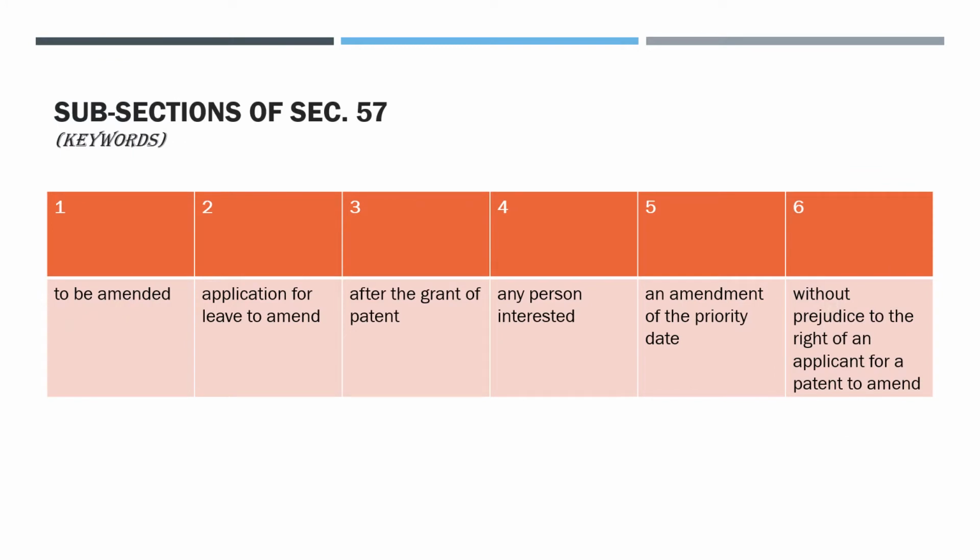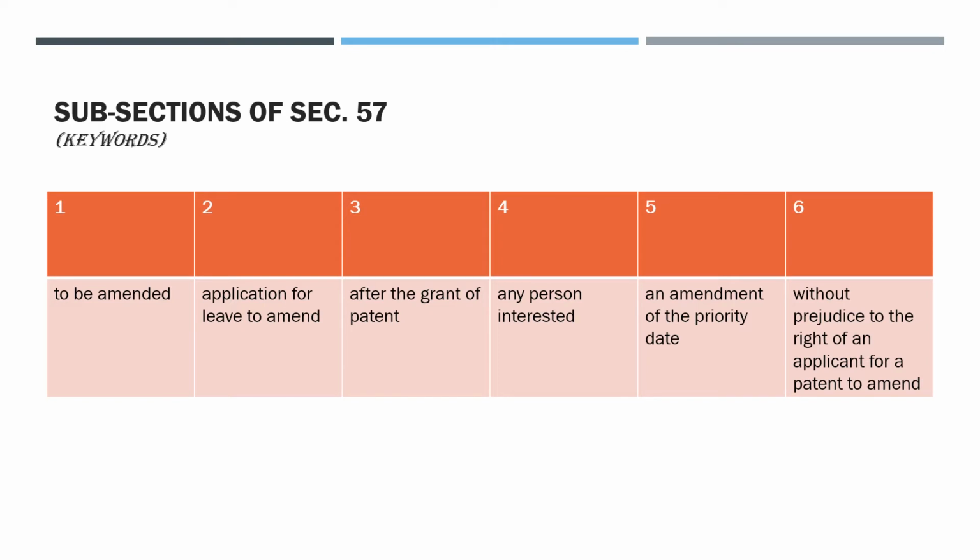There are about 6 subsections of section 57, and I have picked up some keywords or key terms or key phrases as per my intellect. You can choose your own, as I always say. So let us proceed.